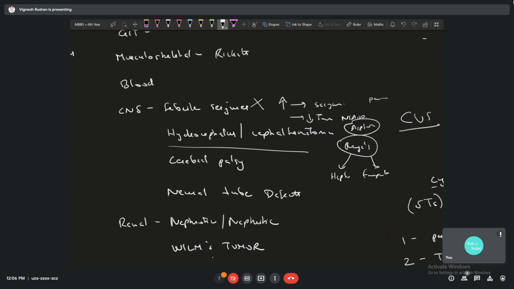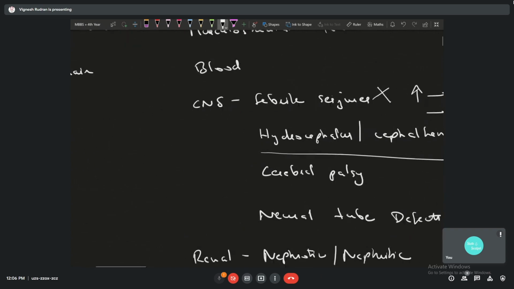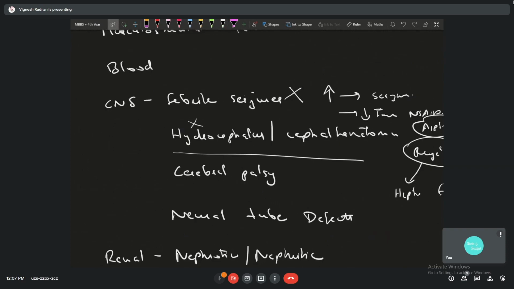Then next is your birth trauma related. You have seen this in OG. So you have a hydrocephalus and cephalhematoma. So hydrocephalus is usually not a problem due to some birth trauma. There's collection of fluid in the scalp, and cephalhematoma is collection of blood. This is not dangerous per se, but because of this, that child can develop neonatal jaundice. That's an important point over there. You don't need to treat this per se. You need to wait and watch.